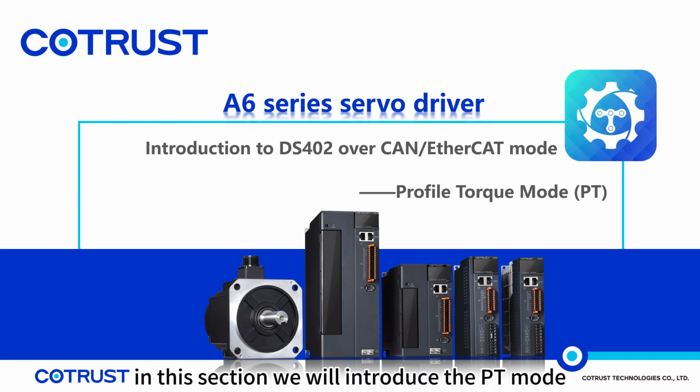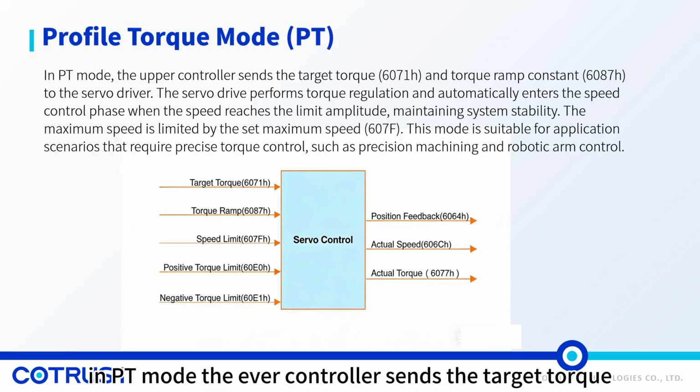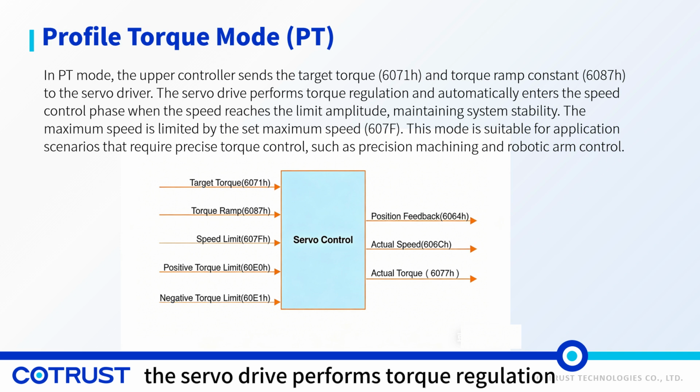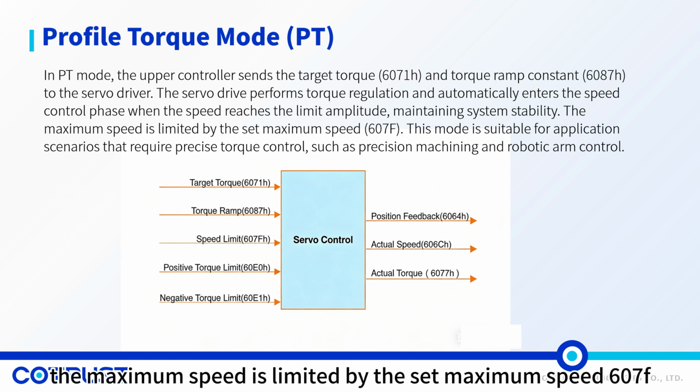In this section, we will introduce the PT model. In PT mode, the upper controller sends the target torque 6071H and torque ramp constant 6087H to the servo driver. The servo drive performs torque regulation and automatically enters the speed control phase when the speed reaches the limit amplitude. To maintain system stability, the maximum speed is limited by the set maximum speed 607F.